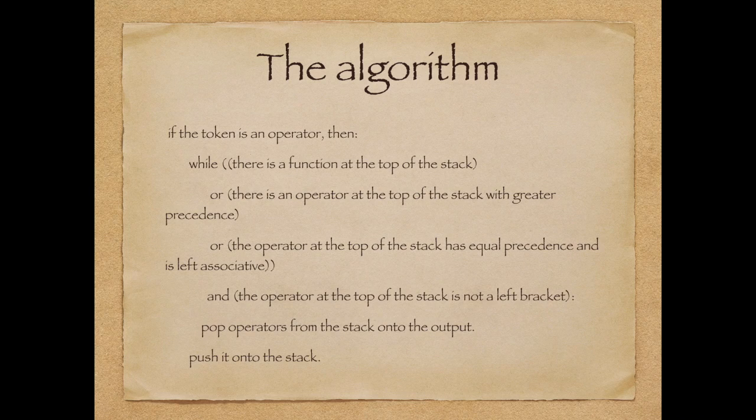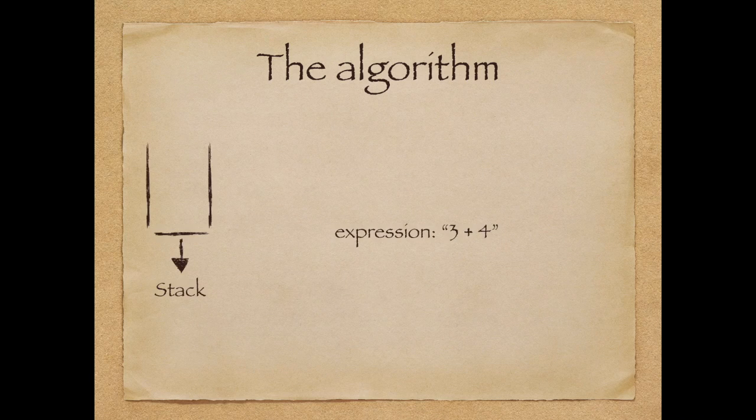So what happens if a token is an operator? So if there is an operator at the top of the stack with greater or equal precedence and it is left associative, and it is true that the operator at the top of the stack is not a left bracket, then we pop operators from the stack to the output and we push this new token to the stack. Sounds a bit complicated? Let's see in practice.